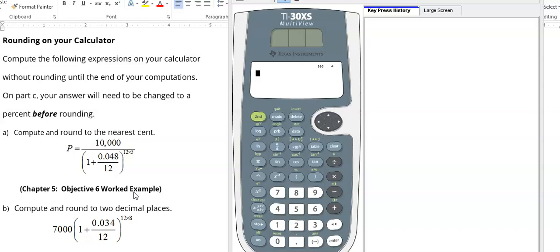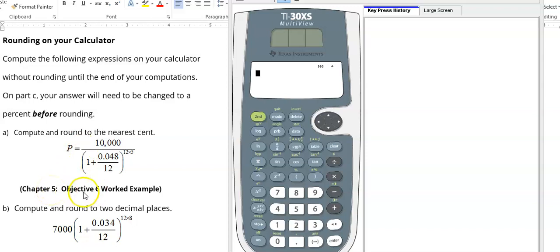Something very important about this section: it may be tempting to put in part of a formula and then round your result and then do another part of the computation in the order of operations. But you need to have it all in the calculator at once or you will definitely get rounding errors. So let's look at the first one.